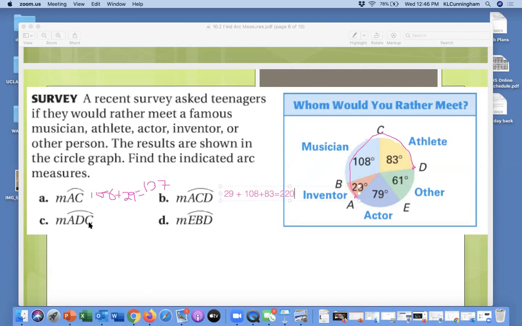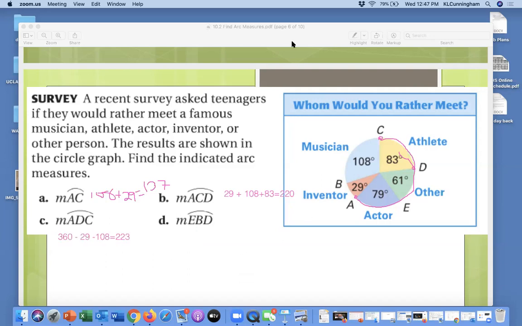Okay. Now C, find the measurement of arc ADC. So that would be starting at A, going through D, ending at C. I am actually going to go about this one a little differently. I'm going to use 360 and subtract. So I'm going to do 360 and subtract 29 and subtract 108, because these are the two pieces I don't want. And then that would give me 223.